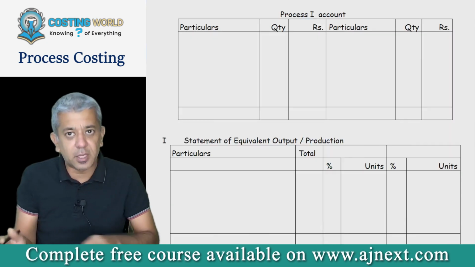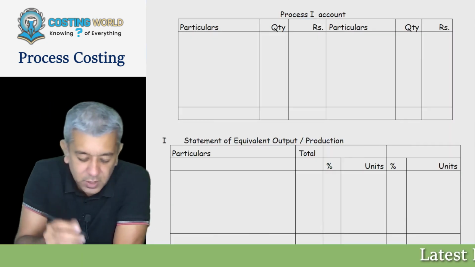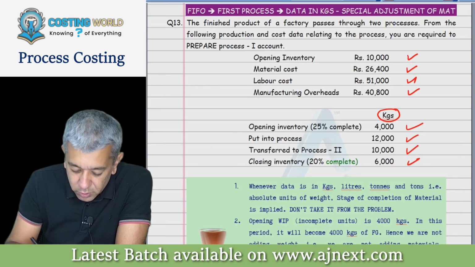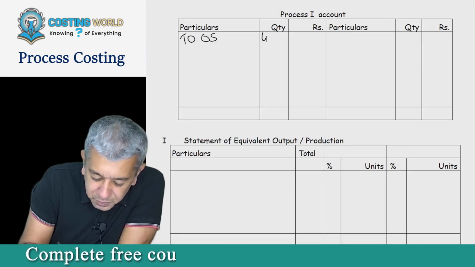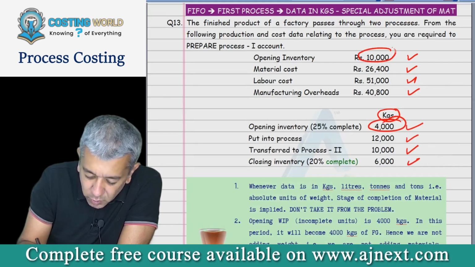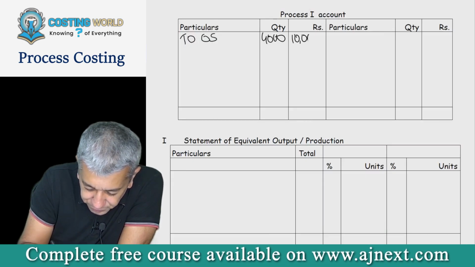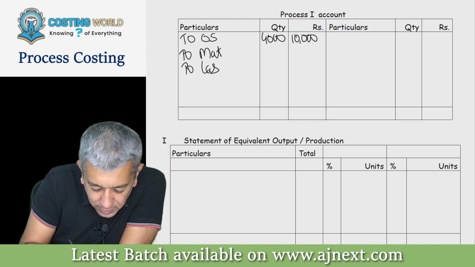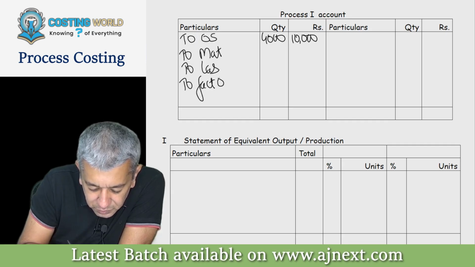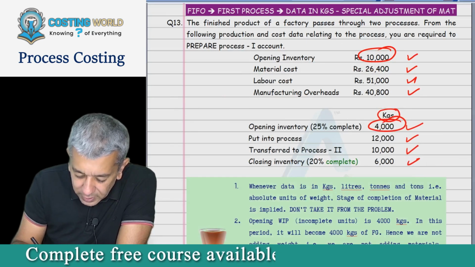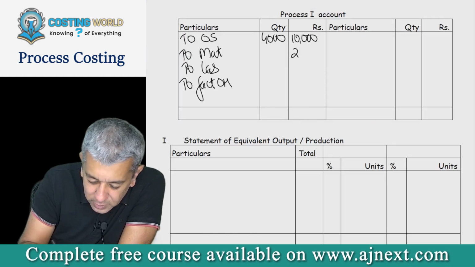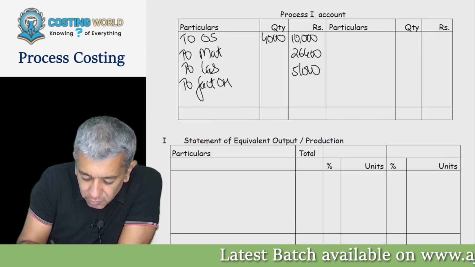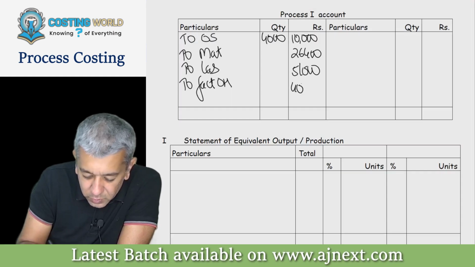Majority of the work I think you all must have done, so you would have completed the entire question also. Just keep on verifying that things are okay. So opening inventory, that is 4,000 over here. The amount of that is going to be 10,000, so 10,000 comes over here. Further, for this period you are going to be incurring material, labor, and factory overheads. Material in this particular case is 26,400. For labor, it's going to be 51,000. For factory overheads, it is going to be 40,800.